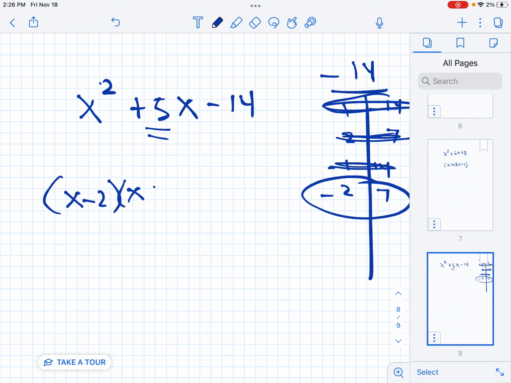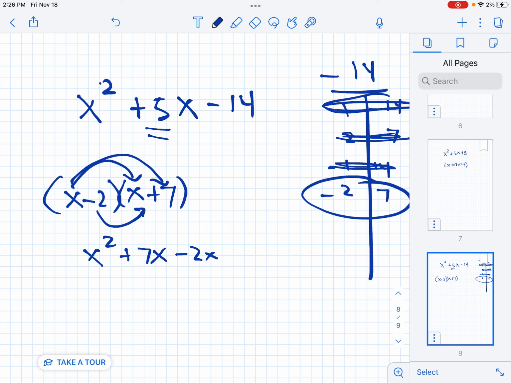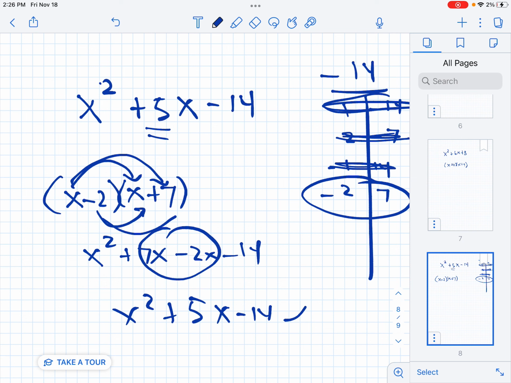X minus 2, x plus 7, and we're good. Now you can check your answer. X times x squared, x times 7, 7x underneath now, minus 2x, and minus 14. So x squared plus, combining like terms, 5x minus 14, and you get back to your original question right there.